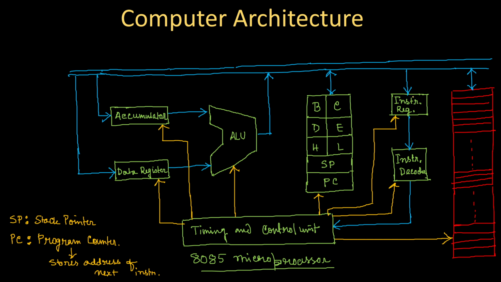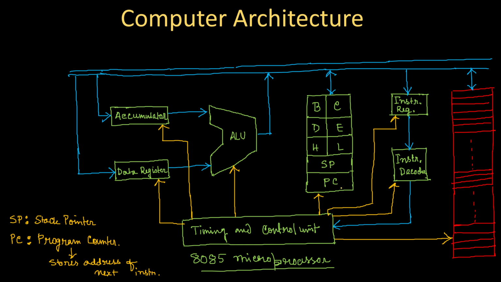But how will the processor understand from which address the instruction has to be taken out? That is why the program counter is present, because it stores the address of the next instruction. So if I assume the program is just about to start executing, the address from where the program instructions start will be kept in the program counter initially.